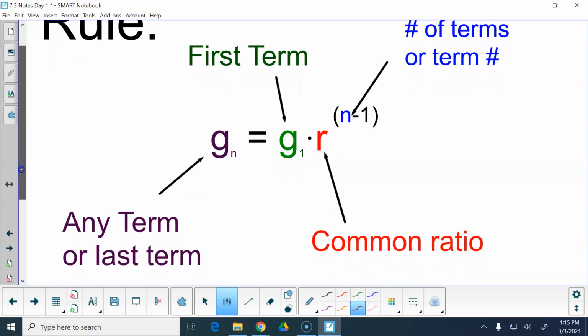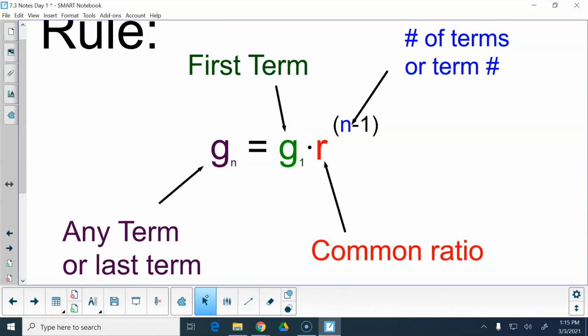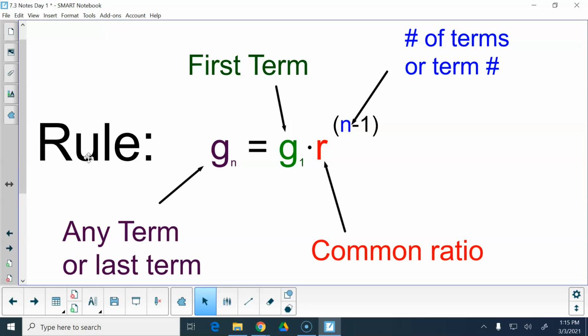So, here is the rule. There is the rule. Okay? Any term, or the last term in a geometric sequence, is equal to the first term times your R value to the n-1 power. And I'm actually going to have you add something in here. I would like you to always put your R in a set of parentheses.